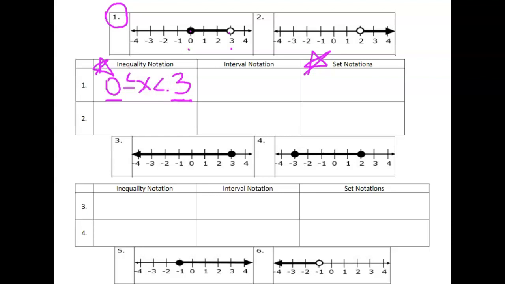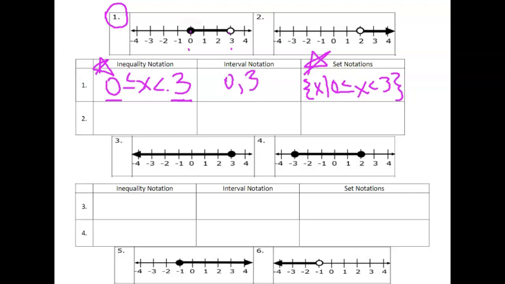I can easily make this set notation by putting a brace, an x, a such that bar, and then just copying my inequality notation in there. 0 less than or equal to x less than 3. And end with a brace. And finally, interval notation is probably the one that you've used the least, but it's probably going to end up being your favorite. You just write the boundaries from least to greatest. So a 0 and a 3 with a comma in between.